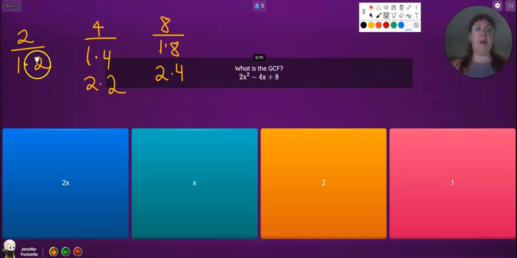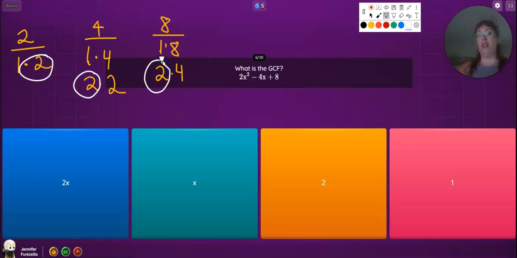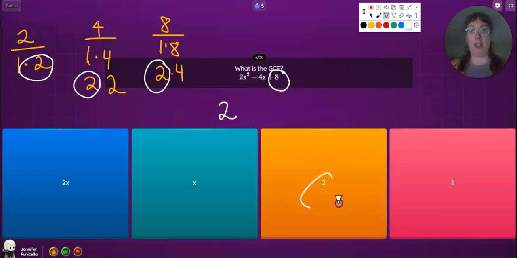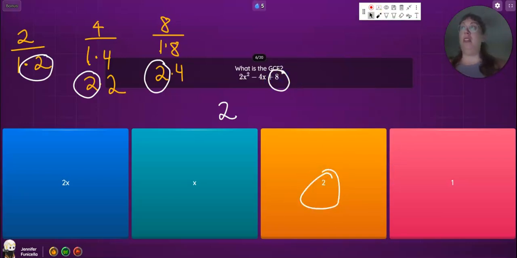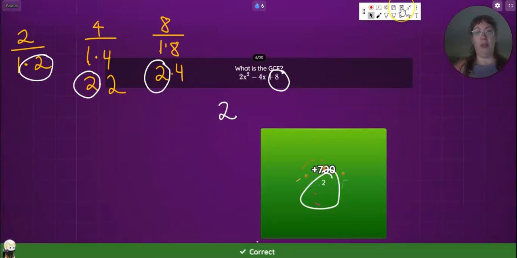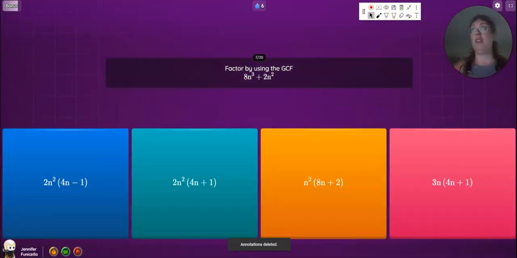Now, to be a greatest common factor, it has to be a factor of all 3 terms. So 2 goes into all of these numbers, so we can definitely pull a 2 out. We have an x squared and x, but here there's no x, so we cannot pull an x out. So our GCF is just 2, because we have to be able to factor it out of every single term. So I'm going to check 2. Beautiful.